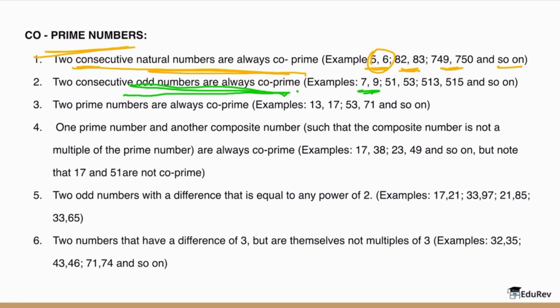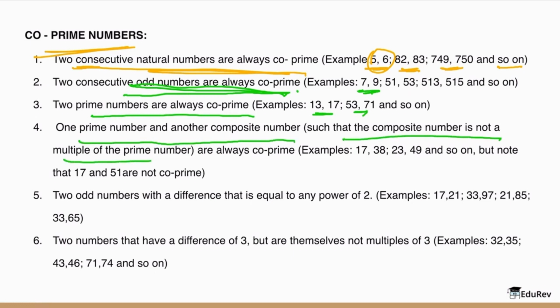That is why they are what? Co-prime numbers. Two prime numbers are always co-prime numbers. Then one prime number and another composite number, such that the composite number is not a multiple of the prime number, are always co-prime numbers. For example, these.